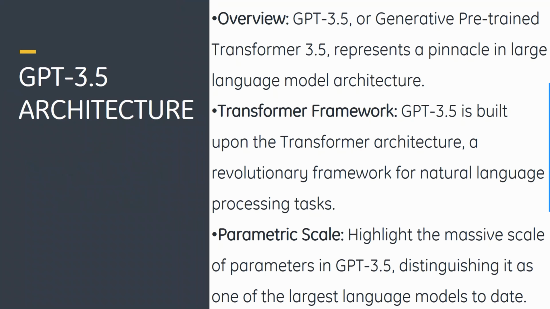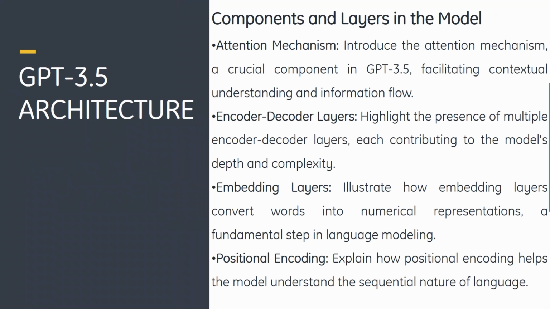Next, we have the most important LLM in today's world, which is GPT 3.5 architecture. So the overview is it's a generative pre-trained transformer. 3.5 represents a pinnacle of large language model architecture. Then the transformer framework: GPT 3.5 is built upon the transformer architecture, a revolutionary framework in natural language processing tasks. And then we have parametric scale, highlighting the massive scale of parameters in GPT 3.5, distinguishing it as one of the largest language models to date.